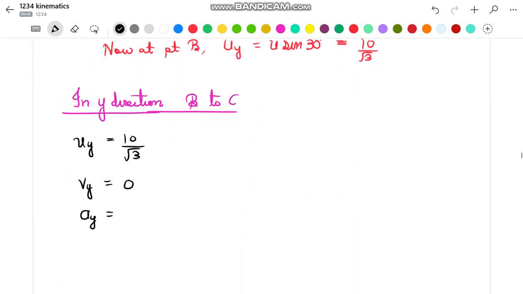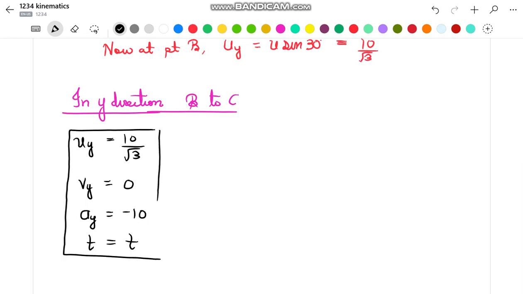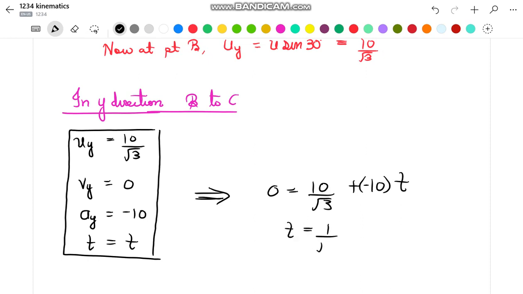Acceleration in y direction we know for a projectile is equal to minus 10. Now if t is the time taken to travel from B to C, we can directly apply the first equation of motion to get the value of t, that is v equals to u plus a into t. This time comes out to be equal to 1 by root 3 seconds.